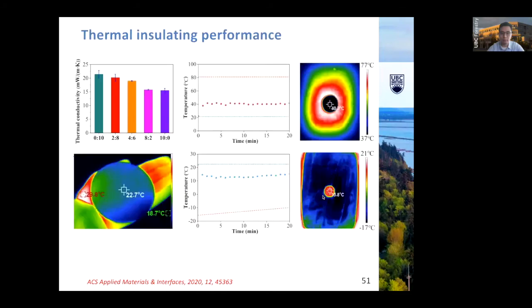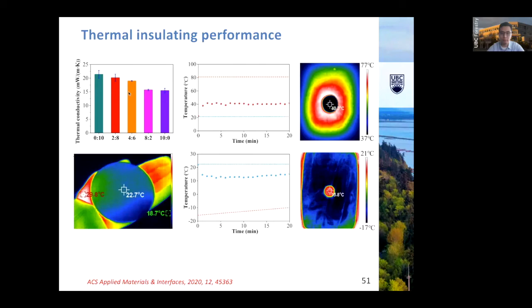And then we measured the conductivity because we want to see how it can reduce the thermal conductivity. Starting from here, we have 22 milliwatts per meter Kelvin, and then by having the 80% and 100% emulsion aerogel, we can actually reduce it to 15 milliwatts per meter per Kelvin by having those closed pores in there.